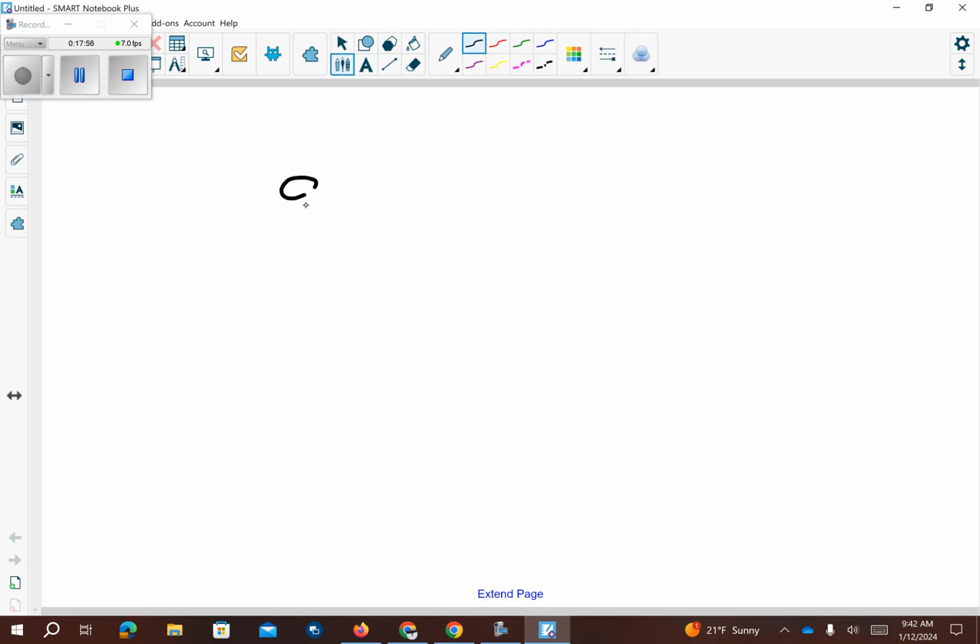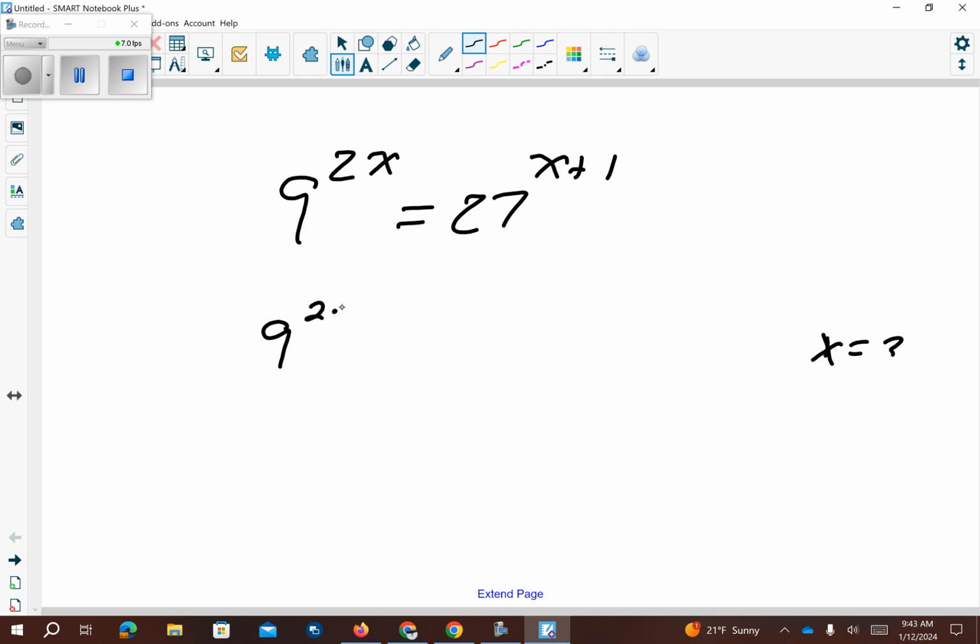Okay, so we know that this is equal to this. So now, we found using Desmos that x equals 3. So if x equals 3, that means that 9 raised to the 2 times 3, or 9 to the 6th, is equal to 27 to the, so 3 plus 1, so 27 to the 4th power.